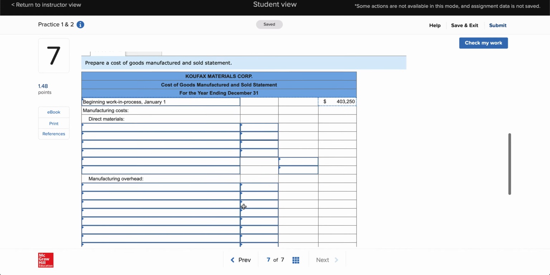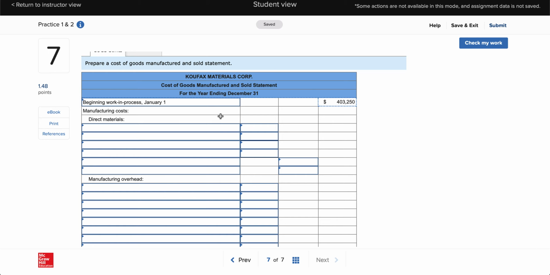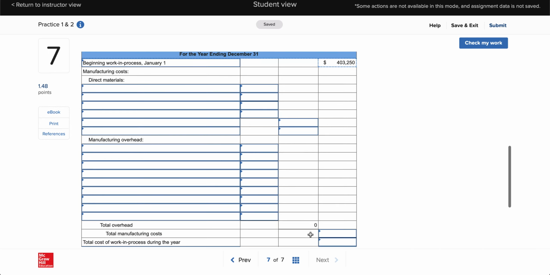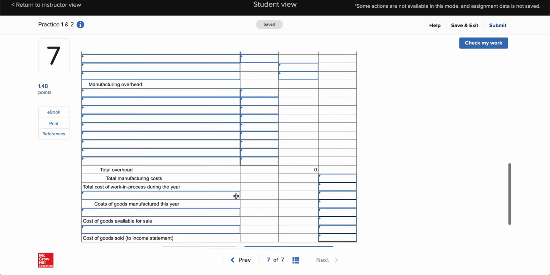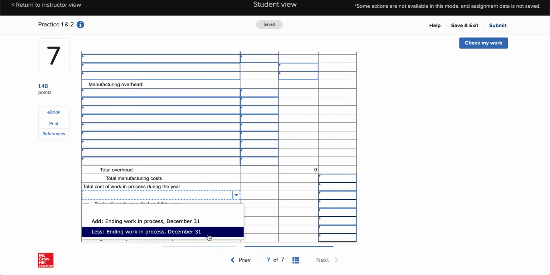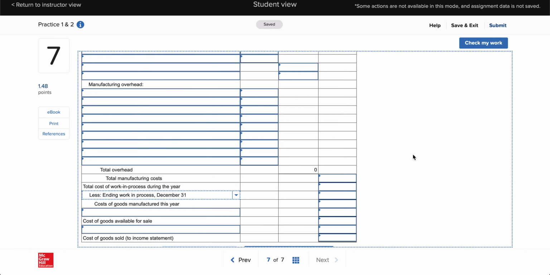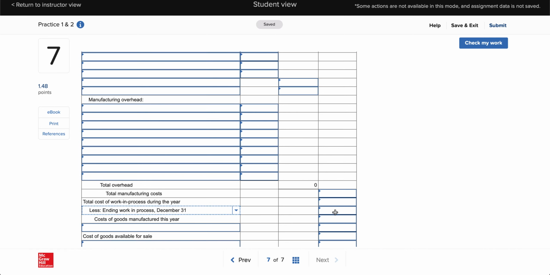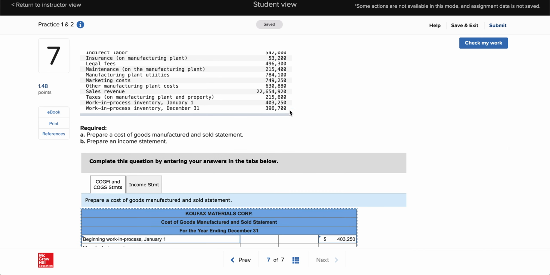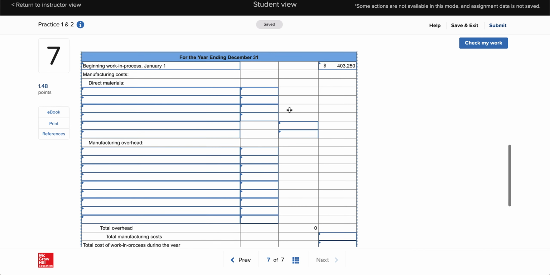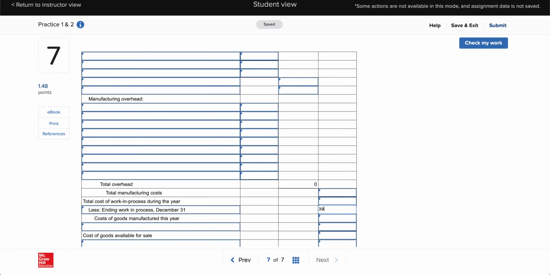Well, we'll get to it when we get there. It's too many blank lines for me to try to figure that one out ahead of time. But we're going to subtract the ending inventory before we actually get to the cost of goods manufactured. Oh, it's actually right here. Ending work in process. Okay. And that ending work in process number is given to us at the top here as well, 396,700. So we're going to drop that number in.